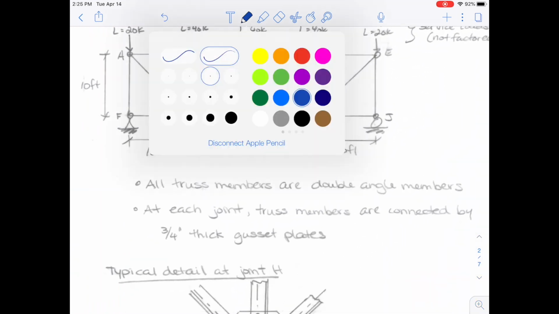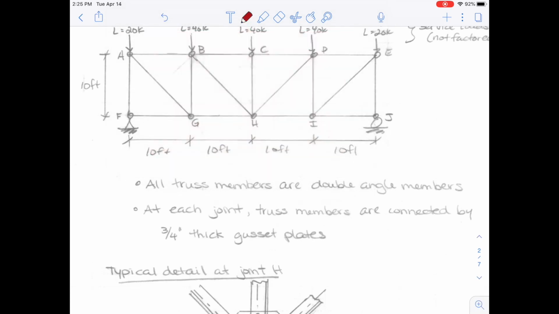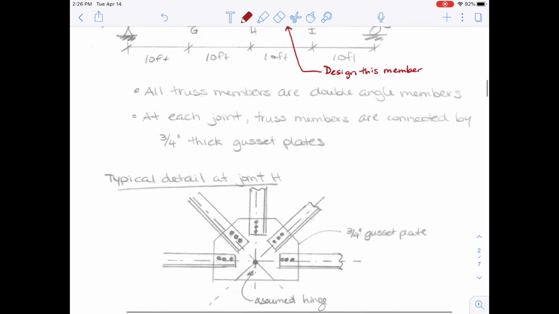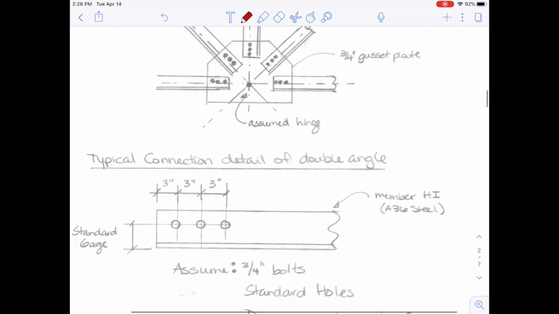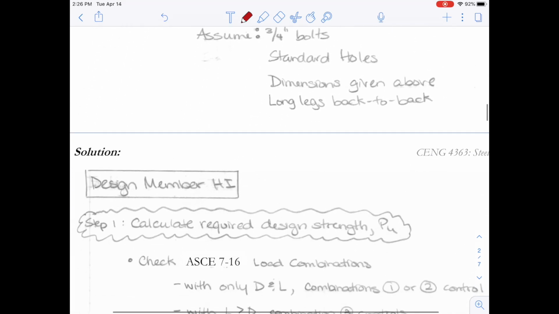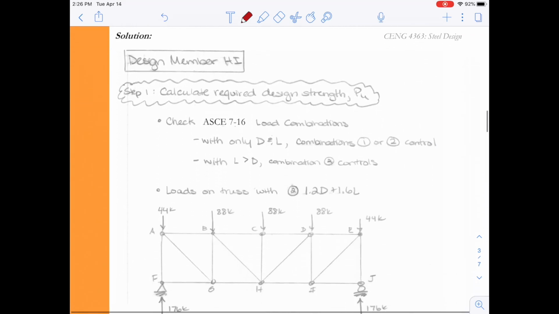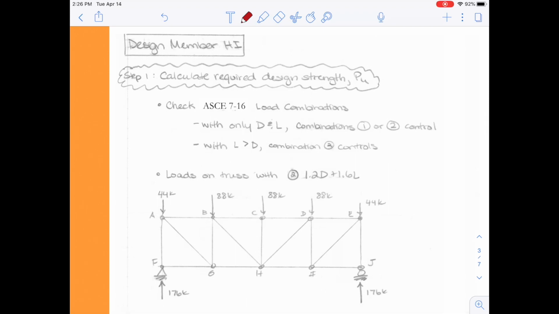All right, we are asked to just design member HI. Now, in a real design, we'd have to go through and either design the most critical member, or we'd have to design every member in the system. Now, if we think about the critical members, HI and GH are probably going to be the critical tension members along the bottom chord here. So along that bottom chord, we could probably use the same size for all of those members.